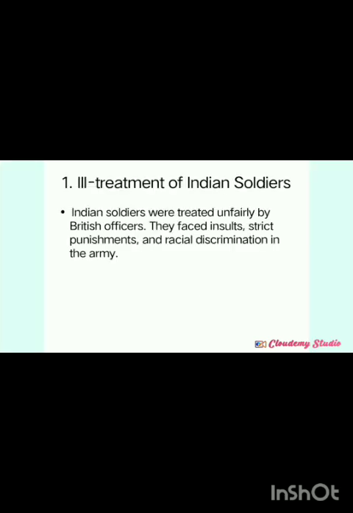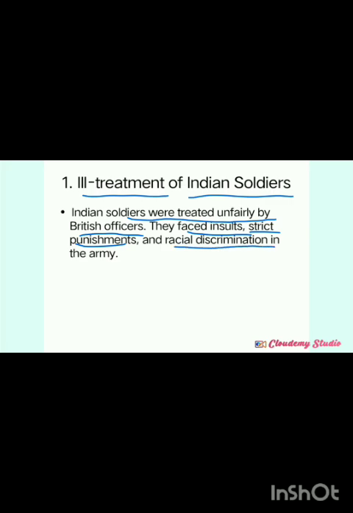So the first one, ill treatment of Indian soldiers. What about that? Ill treatment means Indian soldiers were completely dominated and ill treated by the Britishers. Once British officials recruited them as soldiers to the army, they must give respect to the Indian soldiers. But the Britishers did not do that. They started to dominate over the Indian soldiers. Indian soldiers were treated unfairly by British officials, very badly. They faced insults, strict punishments and also racial discrimination in the army.